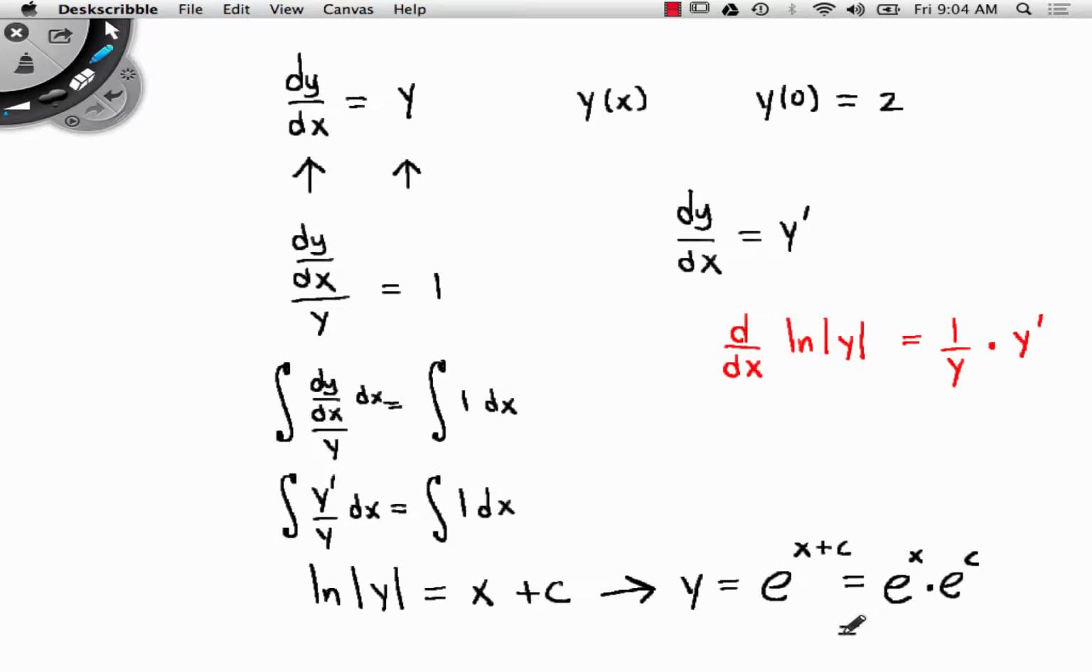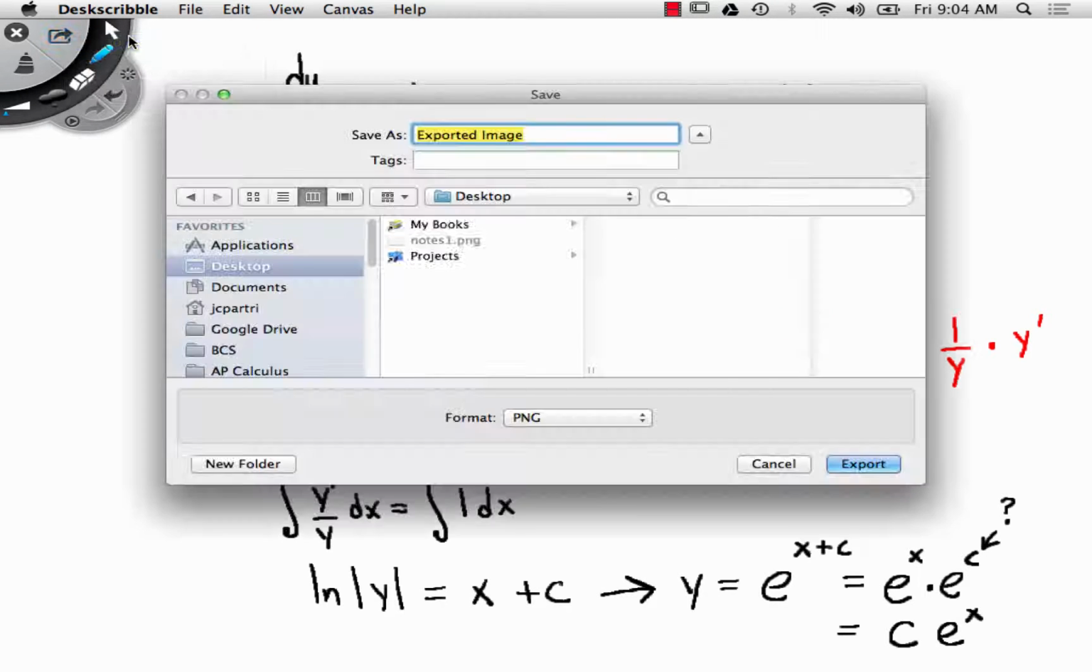So what I do is I say that since c is an unknown constant, that means that e to the c is an unknown constant. So I might as well just say that it's a constant times e to the x, because it's unknown. And now I have a solution to my equation right here. So let me first show you that this is indeed a solution to the equation right here.